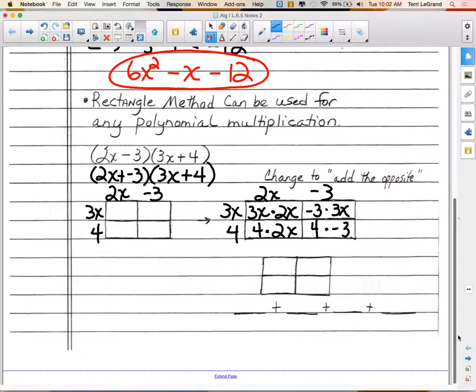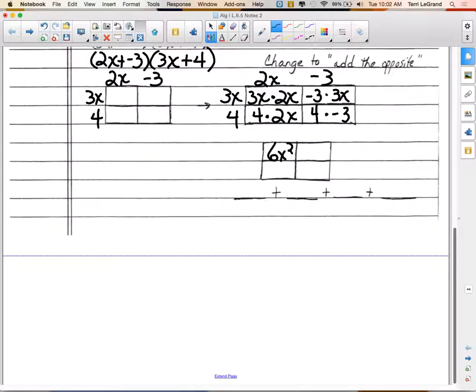And now let's find our products. 3x times 2x. Today would be the day that I'm going to let you show the arranging on your paper, that 3 gets multiplied times 2 and x gets multiplied times x. You should be ready to do that now. What's 3x times 2x? 6x squared. -3 times 3x is -9x. 4 times 2x is 8x. And 4 times -3 is -12.